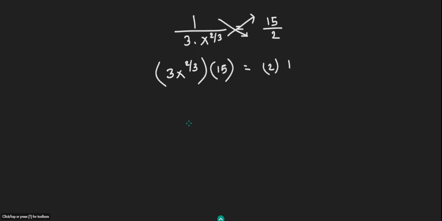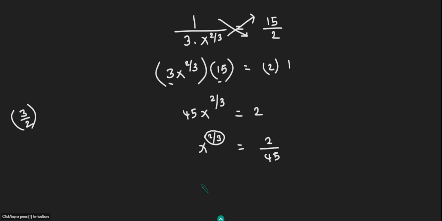So we can multiply the numbers. 3 times 15 is 45, so 45x^(2/3) equals 2. Let's solve for x^(2/3), and this equals 2 over 45. Now we exponentiate both sides to the inverse of this power, that is the reciprocal of the power, which is 3/2. So let's do that.